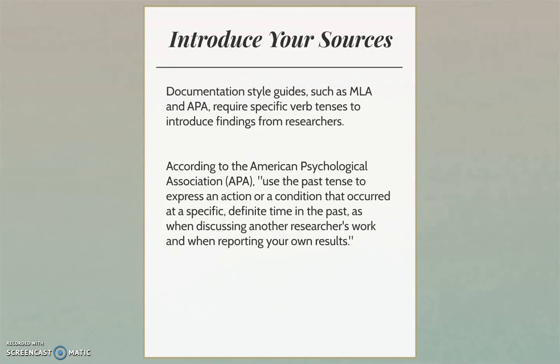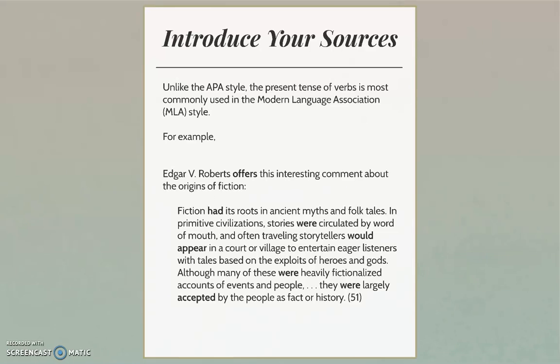According to the American Psychological Association, APA, use the past tense to express an action or a condition that occurred at a specific, definite time in the past, as when discussing another researcher's work and when reporting your own results. Unlike the APA style, the present tense of verbs is most commonly used in the Modern Language Association, MLA style.